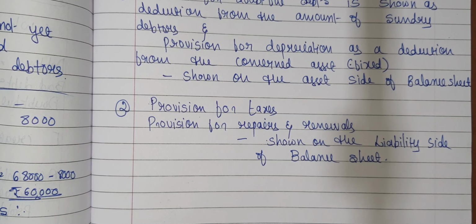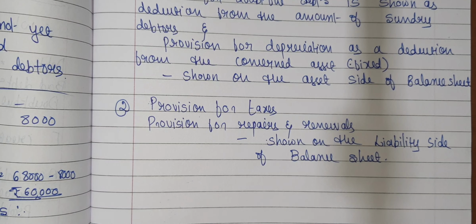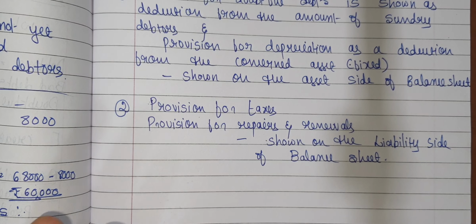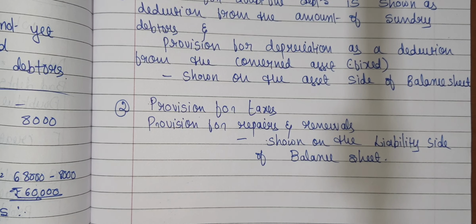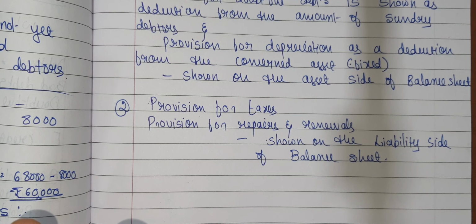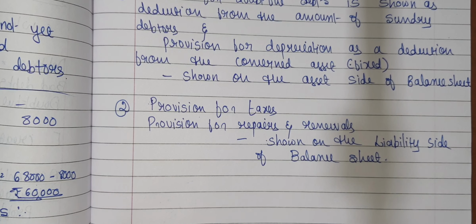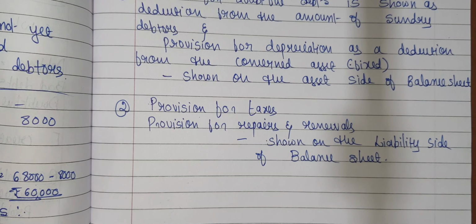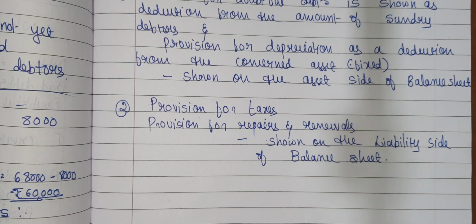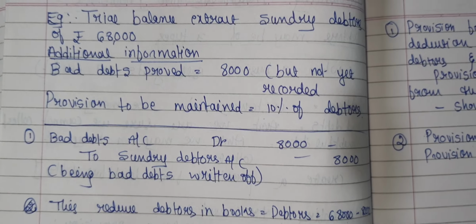We don't know the exact amount, that's why we set aside for future repairs or renewals of assets. Clear? The company is going to pay, that's why we have to show it on the liability side of the balance sheet, that is provision for taxes and provision for repairs and renewals. Clear? So I hope this provision concept is clear to you all.